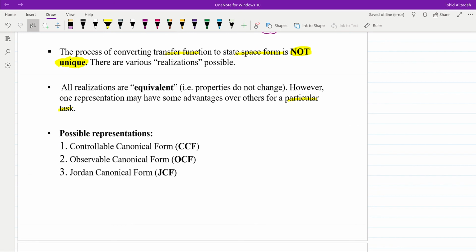There are, again, different ways to represent the systems in the state space domain. Here we have three of them that we will cover in this course: the controllable canonical form, or CCF, the observable canonical form, or OCF, and the Jordan canonical form, JCF. I'll go through the details of each one of them, and how to convert the transfer function into any of these representations, in the next videos.